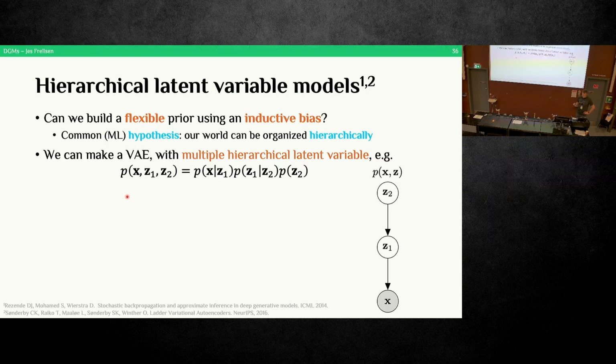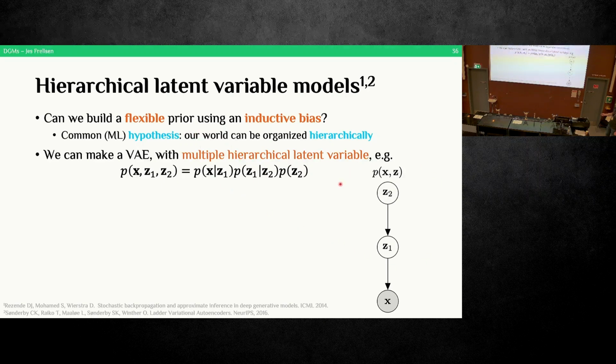The last thing I want to talk about is the hierarchical prior. So another way we could choose a more flexible prior is to use some inductive bias. And an inductive bias we commonly use in machine learning models is that we assume our model is hierarchical in some way. For instance, when we build deep neural networks, we also assume a hierarchy in feature extraction, that we extract low-level features first, and then later on we extract high-level features. And we can construct VAEs where we have a hierarchy of latent variables.